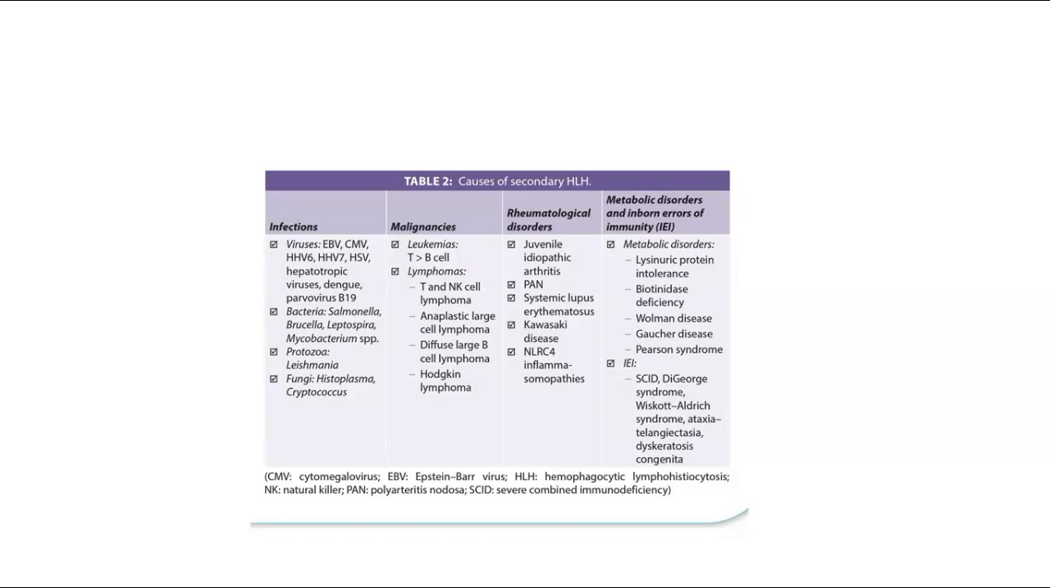What is the common infectious cause for secondary HLH? Dengue. Yes, we have seen secondary HLH even in dengue children, like we commonly see. TB. Another. EBV. Yes, exactly. EBV is the most common cause of secondary HLH. It accounts for almost 40% of cases of secondary HLH. Then come the remaining infections.